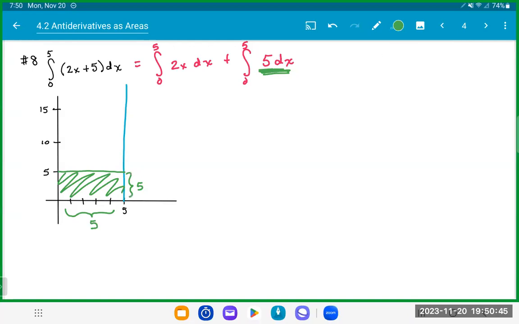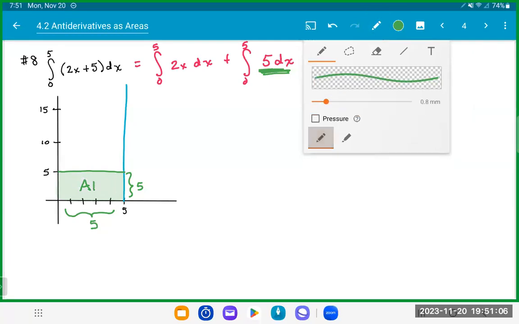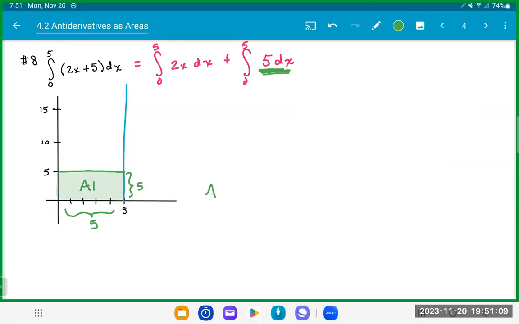This is my area 1. And let's just do some highlighting. So this is my area 1 right here, okay? And that area is a rectangle, so area 1 equals base times height. My base is 5, my height is 5, so the area here is 25 units, okay?